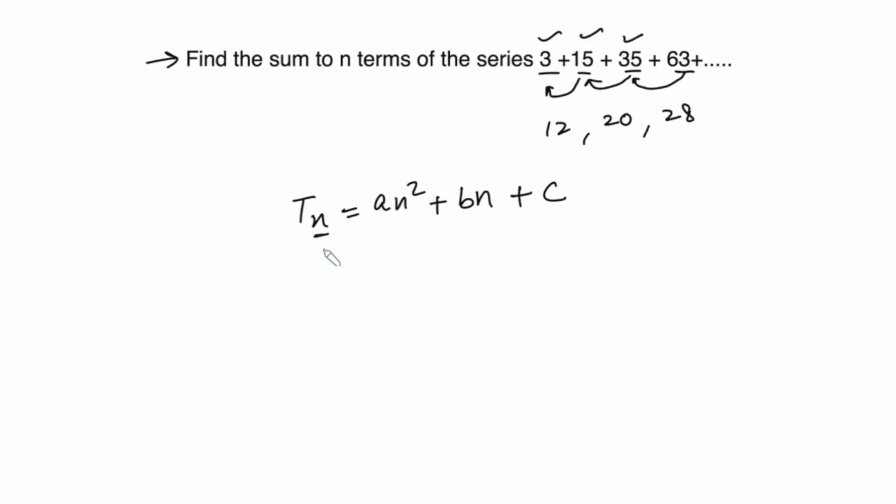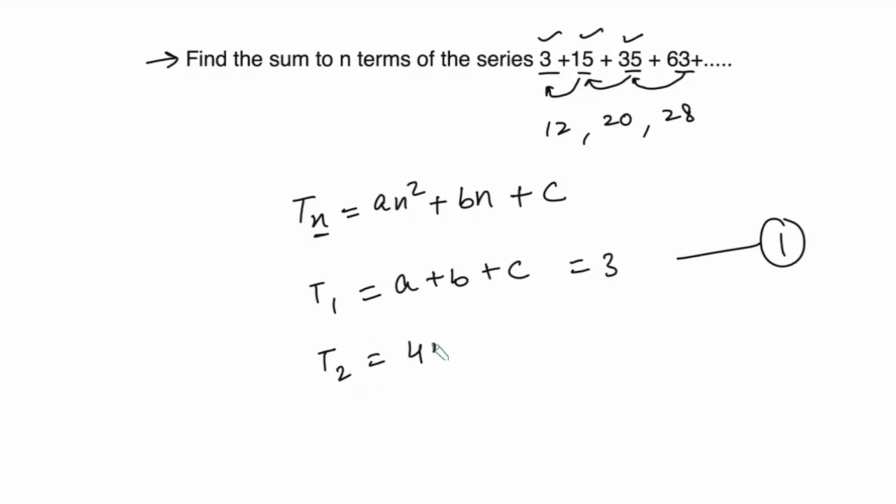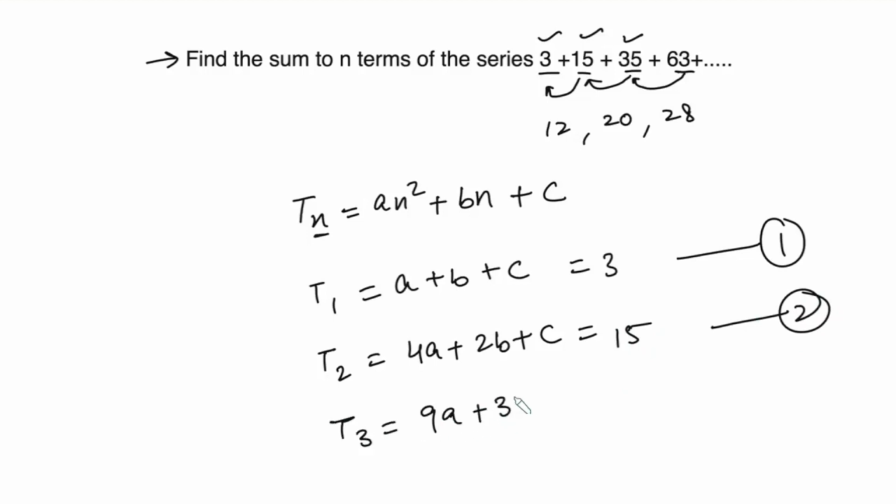If we replace n with 1, we get t1 is equal to a times 1 square, so a, plus b times 1, which is b, plus c, but it is given as 3, so a plus b plus c is equal to 3. That's equation 1. If you replace n with 2, we get 4a plus 2b plus c is equal to the second term, which is 15. Third term, 9a plus 3b plus c is equal to 35.